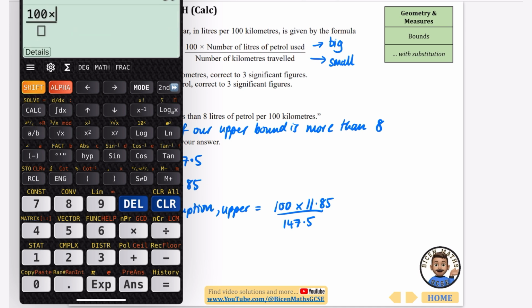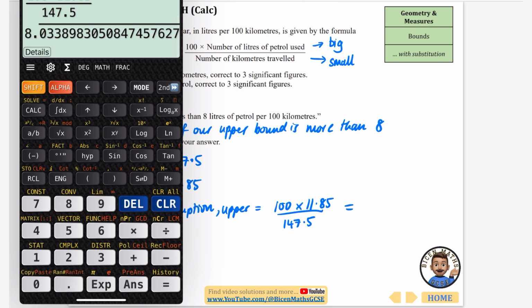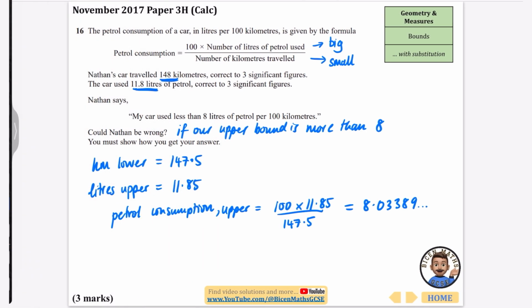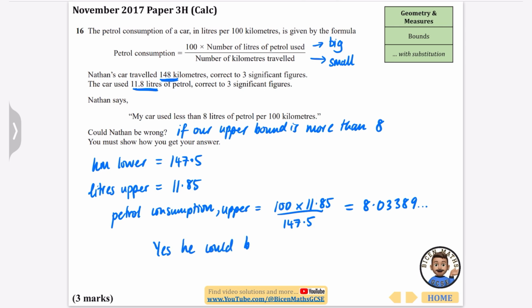So we're going to do 100 multiplied by 11.85, and we're going to divide that by 147.5. And when I press the SD button, we get that this is equal to 8.03389, etc. So now we just need to say, could Nathan be wrong? Yes, he could be wrong, as the upper bound is more than 8.